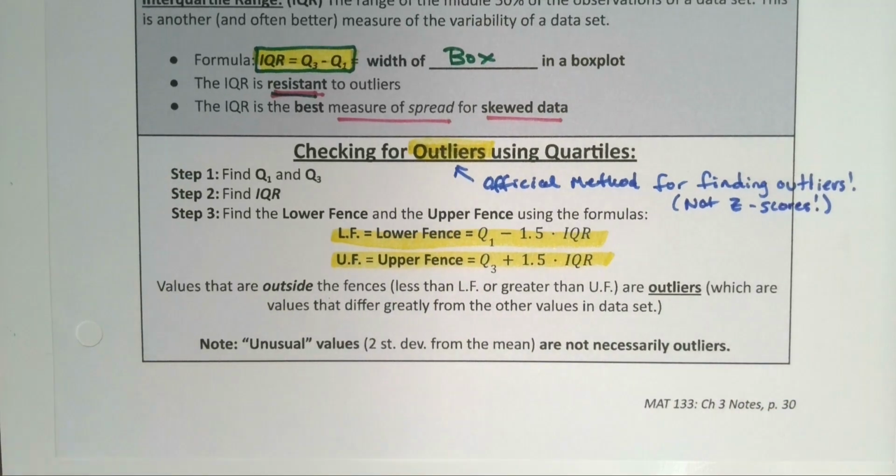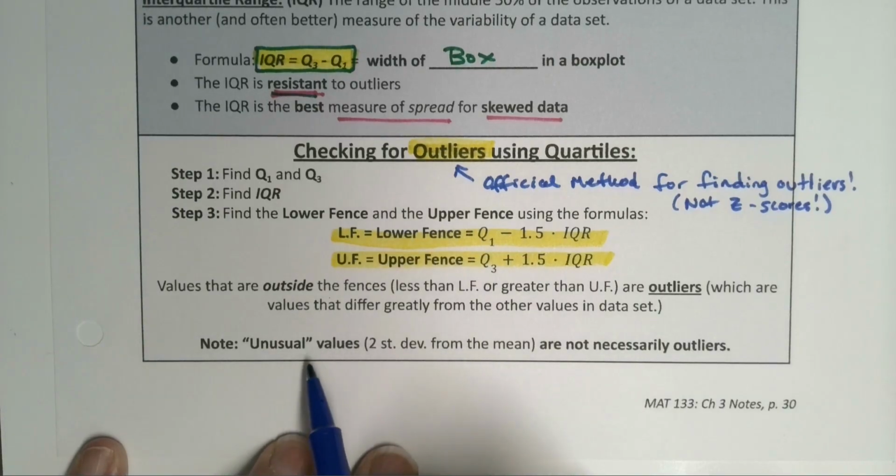Which I actually just wrote below. If you look right here, that's what I'm writing right here, right? Unusual values are not necessarily outliers.